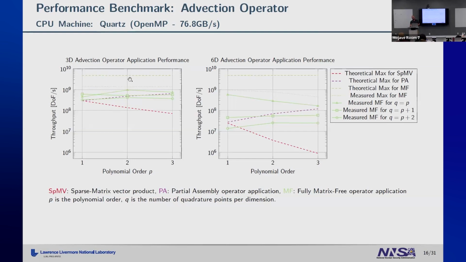And so in 3D, we see that we achieve very close to this peak performance, but we see in 6D that the advection operator has quite a big impact as we increase the quadrature rule, and we see the limitation of the CPU.